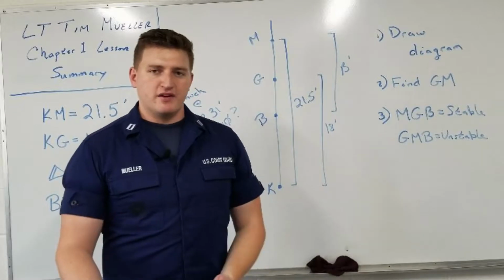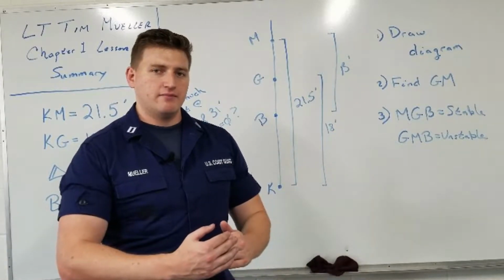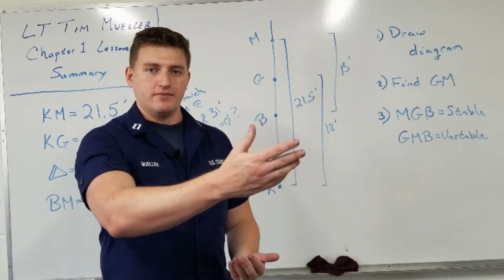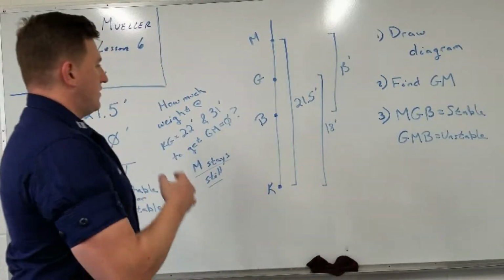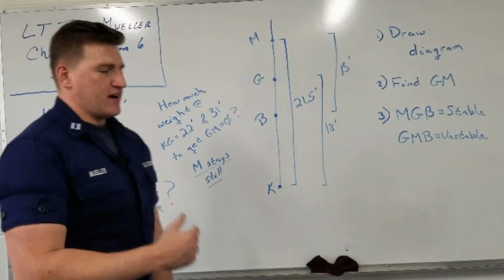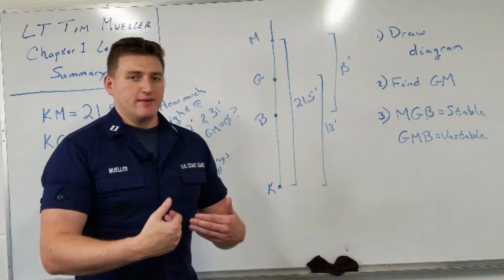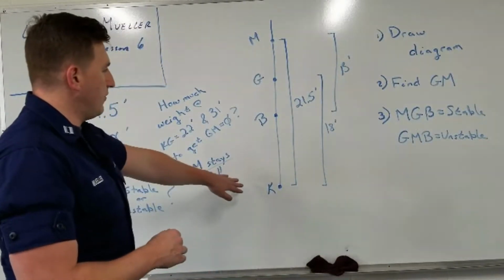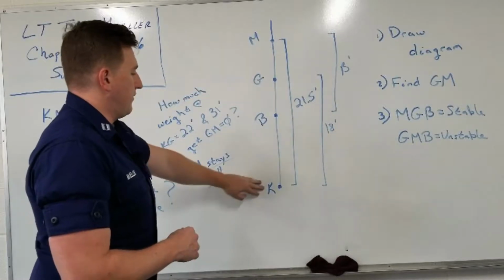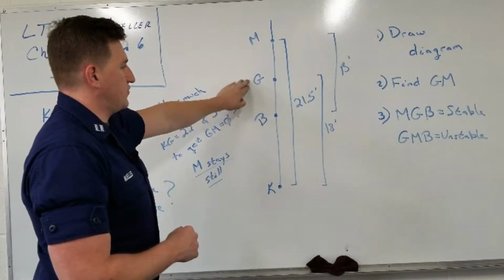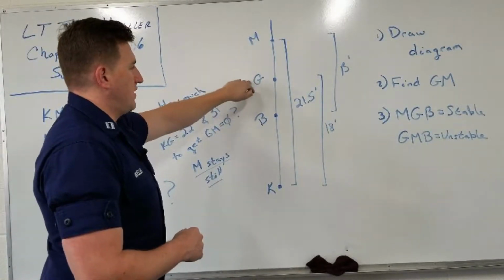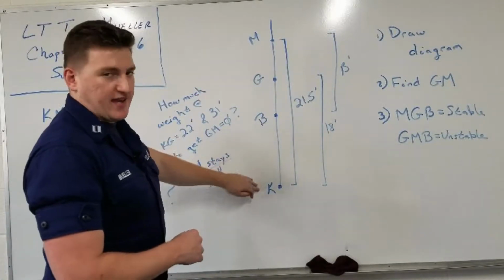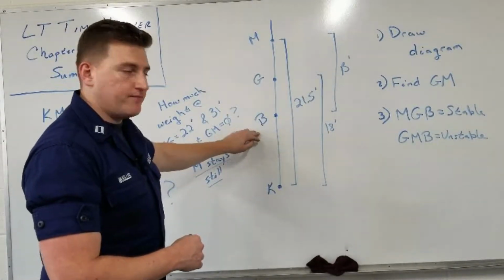If GM is positive, so G is lower than M, then we're stable. If G is above M, then we're unstable. So let's take a look at this. We have some extraneous information here, which means that in the prompt, there was some information that we don't really need in order to solve this. We know what KM is, and we know what KG is. We're trying to find GM, so GM is just KM minus KG.